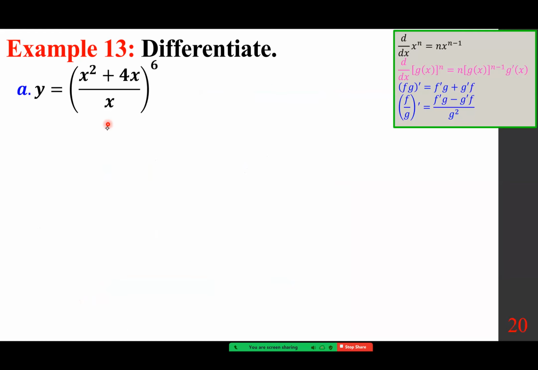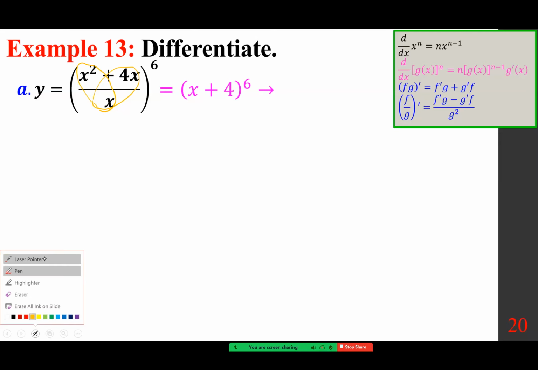We want to differentiate this. And again, it's extremely important to know when to use the quotient rule and when not to. I hope you realize that you don't have to do that because I can simplify it as follows. This fraction x squared over x is x. This fraction 4x over x is 4. And that's it.